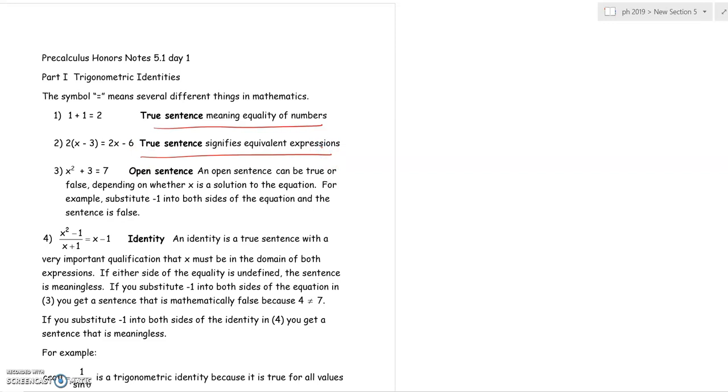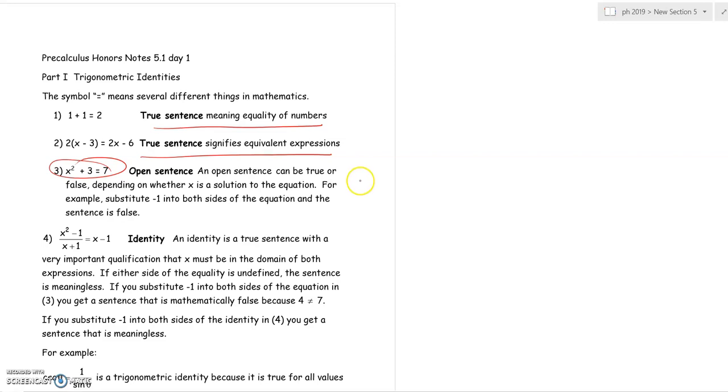But take a look at number 3. That's actually called an open sentence. An open sentence can be true, it can be false, depending on whether x is a solution. For example, if you substitute -1 into both sides of the equation for x, the sentence is false because if you put -1 in for x, 4 is not equal to 7.